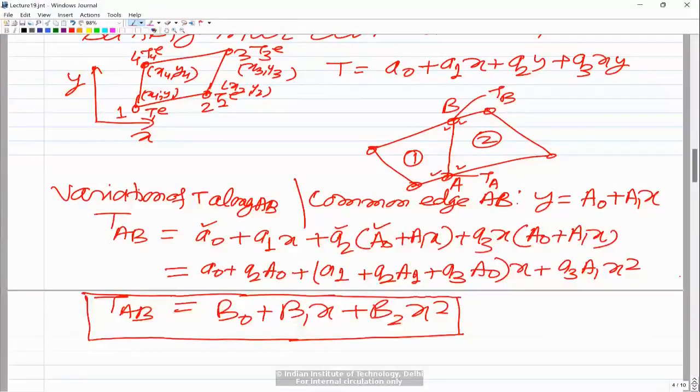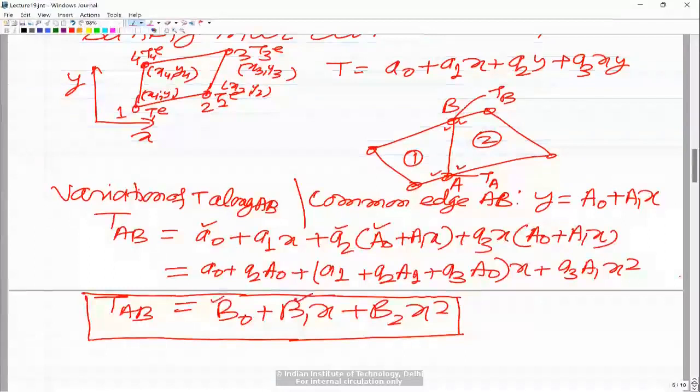But now if it was a linear polynomial, if TAB was simply b0 plus b1x, then this b0 and b1 we could have got in terms of TA and TB, and then we would have got the same unique variation of temperature along AB from element 1 and 2. So therefore the compatibility would have been satisfied. But in this case it is quadratic, so using two values TA and TB, we cannot get the constants b0, b1, b2 uniquely.